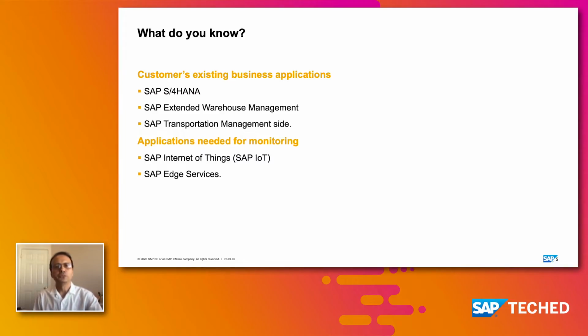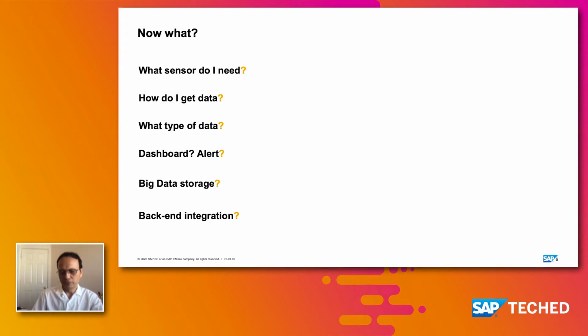After talking to customers, you may soon realize that this use case may be a very good fit for SAP Internet of Things, or SAP IoT and SAP AS services, to handle the IoT data, rules, events, and actions. So once you have this much information, now what? As a developer, you must have a sense of where you want to start.